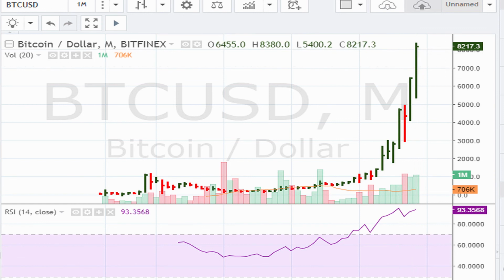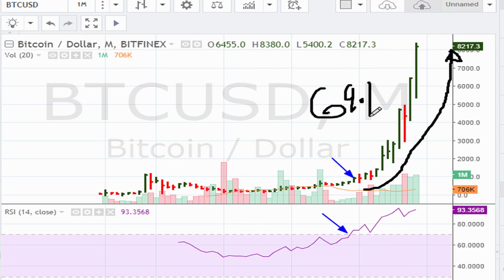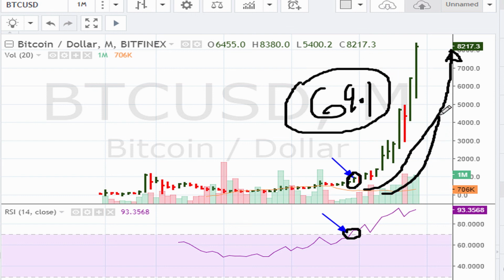In fact, if you want to understand from a technical standpoint why we've gone from sideways to this sudden explosive run, all this explosive run took place while the RSI was above 69.1, ever since late 2016. And so for 2017, it has been above 69.1, and you can see the explosive hyperbolic move. What I'm trying to say is that this hyperbolic move can continue as long as the RSI is above 69.1.